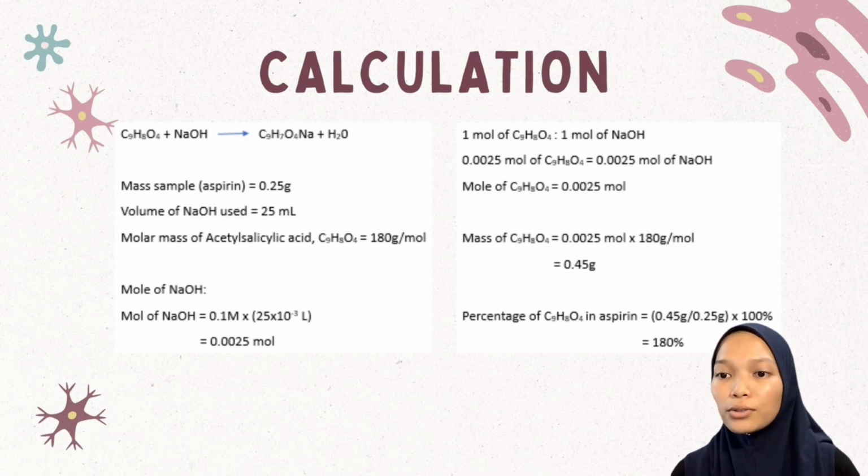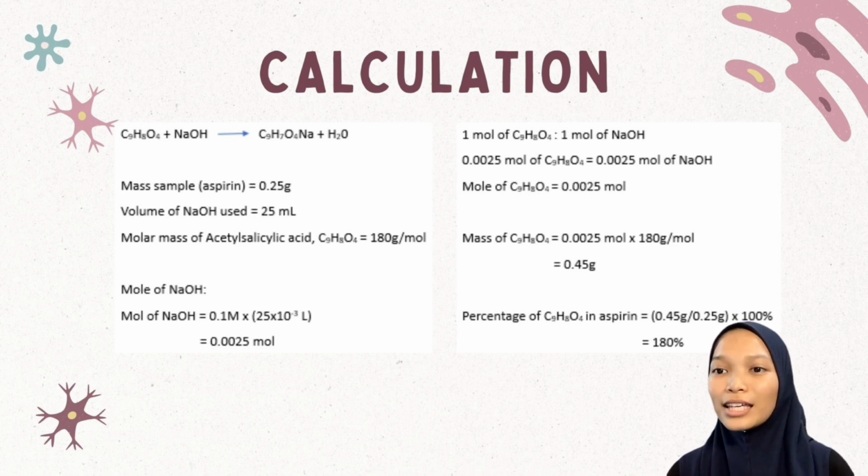So next is the mole of sodium hydroxide. To find the mole of sodium hydroxide, we have to know the molarity and the volume used in this experiment. And the molarity for sodium hydroxide is 0.1 molar, and the volume we have to convert to liter, so it becomes 25 times 10 to the power of negative 3 liter, and the mole of sodium hydroxide is 0.0025 mole.